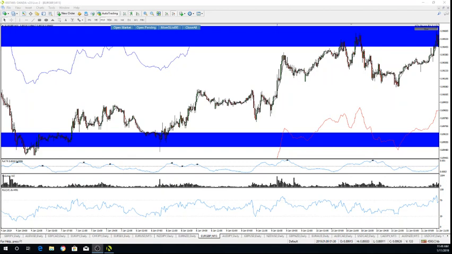Okay, so right off the bat, if you wonder, the blue lines are the higher time frame resistance and support levels from the daily. We are currently on the 15 minute level at this moment.